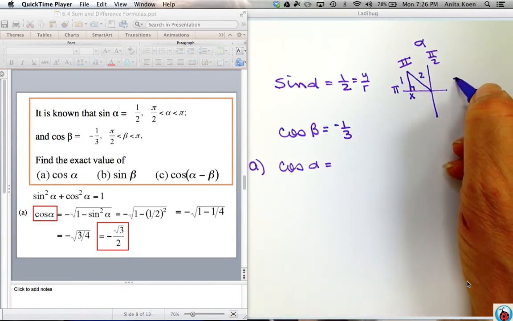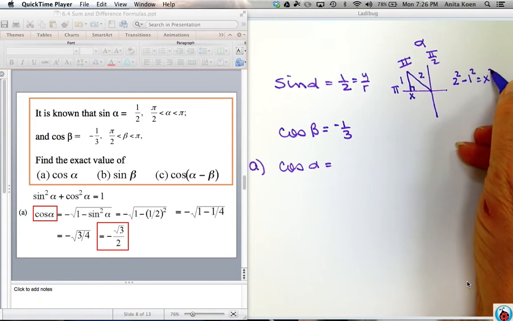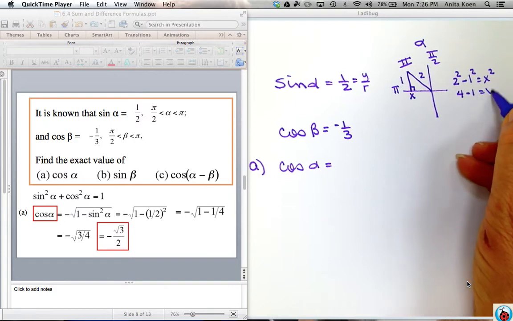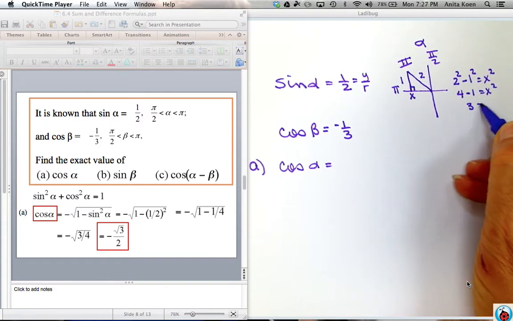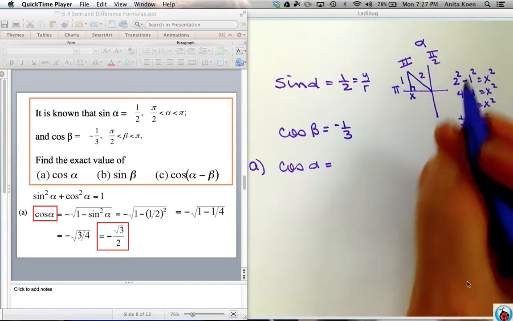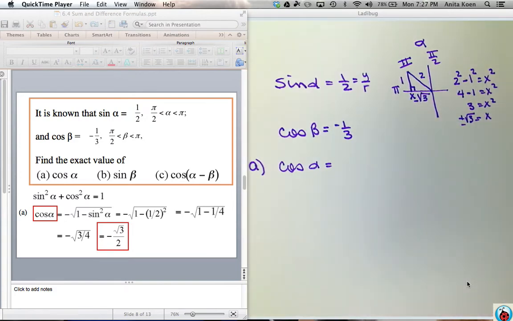Pythagorean theorem, which is 2 squared minus 1 squared equals x squared. So that's 4 minus 1, which is 3. So that means x then is the square root of 3, positive and negative square root of 3. And we're going to use the negative square root of 3 because we're over here in quadrant 2.